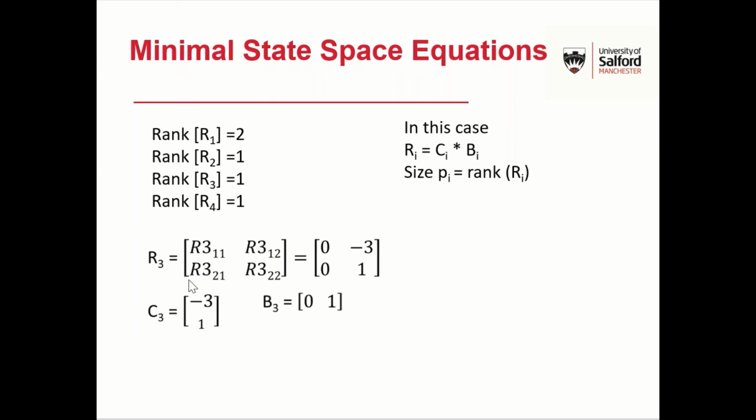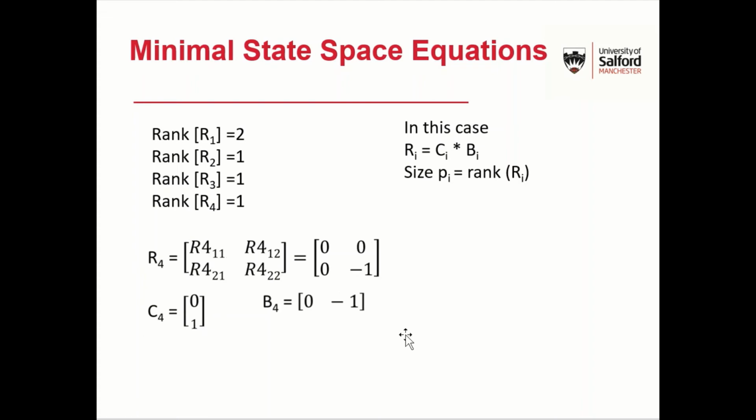Similarly for the next one, R3, we know that this is going to be rank 1. So it's going to be 2 by 1, and 1 by 2. And this times this has got to equal to this. So I've chosen 0, 1 here, and then that fixes these to here. So that's my C3 and B3.